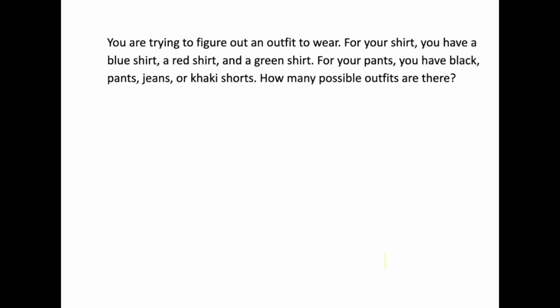This first problem says that you're going to try to figure out an outfit to wear. For your shirt, you have a blue shirt, a red shirt, and a green shirt. For your pants, you have black pants, jeans, and khakis. How many possible outfits are there? Let's first go through by making an organized list.